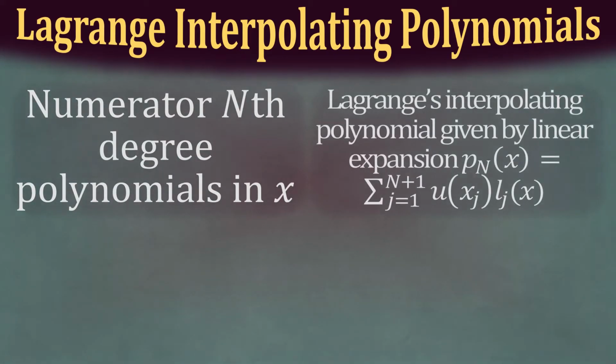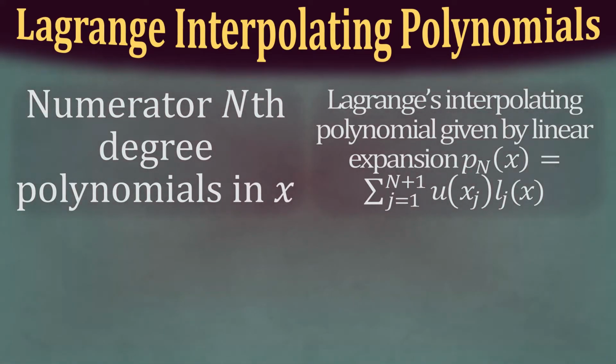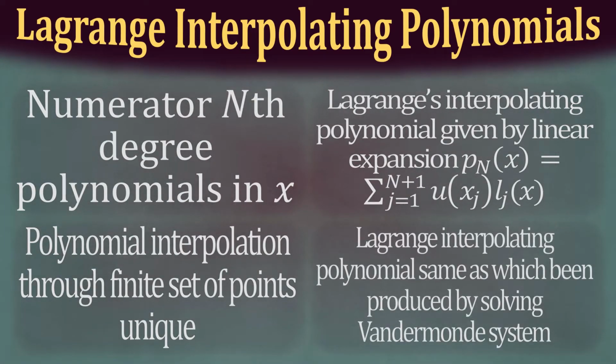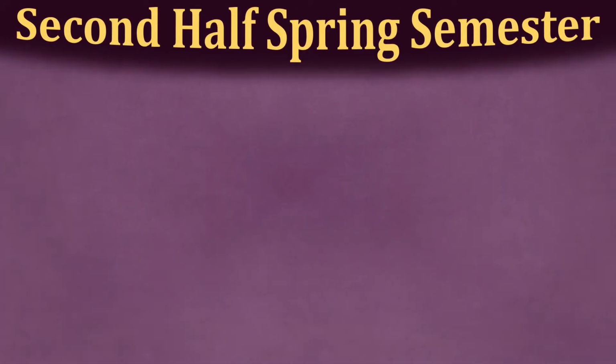Lagrange's interpolating polynomial is given by the linear expression Pn(x) equal to the sum from j = 1 to n+1 of u(xj) times Lj(x). Note that we showed a polynomial interpolation through a finite set of points is unique. Therefore, the Lagrange interpolating polynomial is the same as that which would have been produced by solving the Vandermonde system.